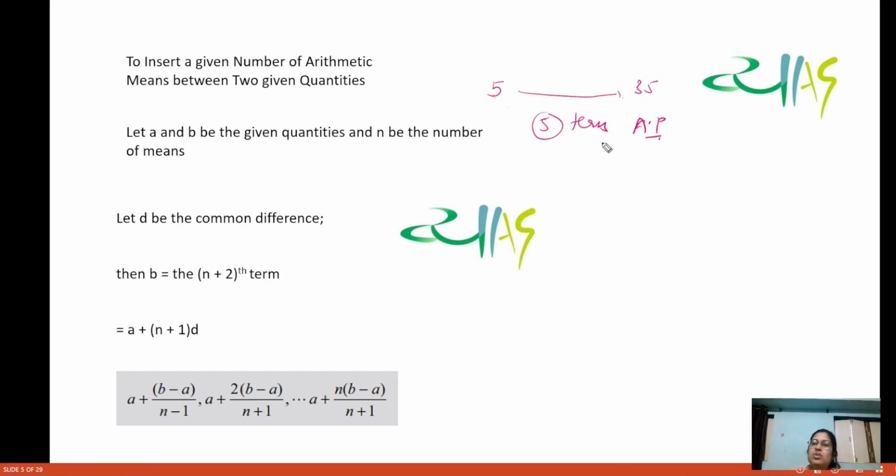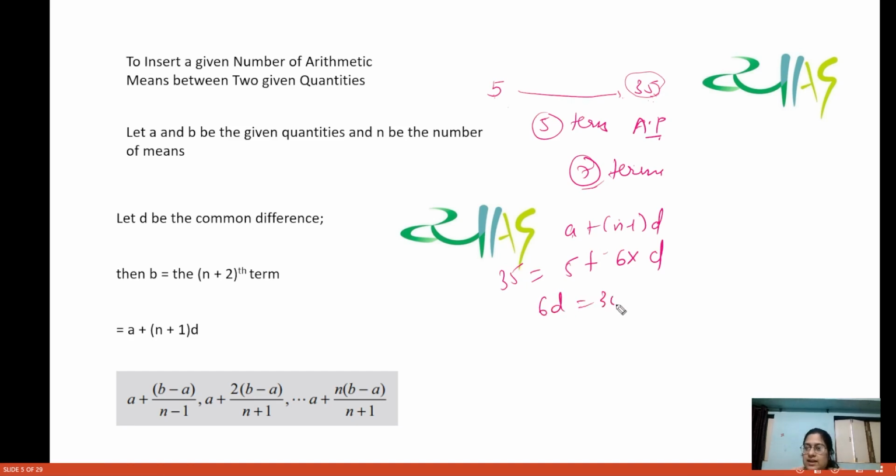So how many terms total do we have in our AP? 7 terms. This is the 7th term of our AP. So this is equal to A plus n minus 1 into D. So for the 7th term it is 6 into D. We don't know D here. This we already know is 5. This we know is 35. So from here 6D is equal to 30. Then you know your common difference is 5. So now you have to insert 5 more terms here.